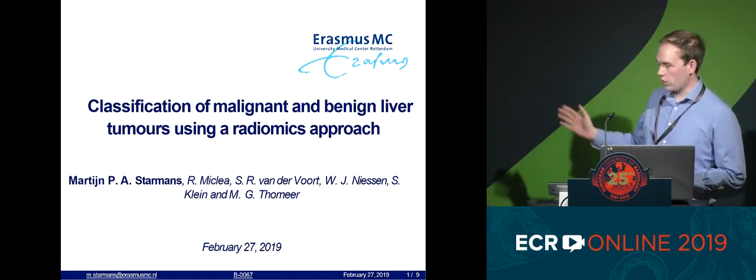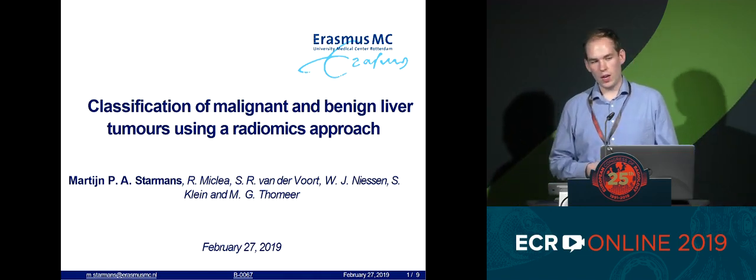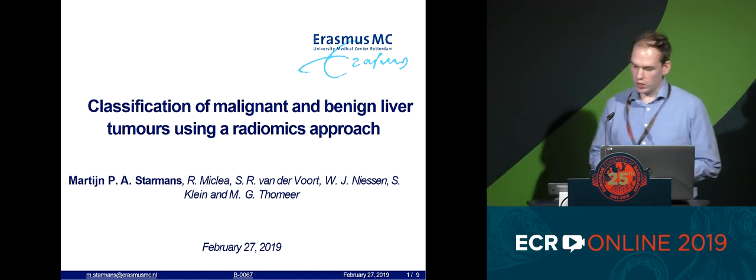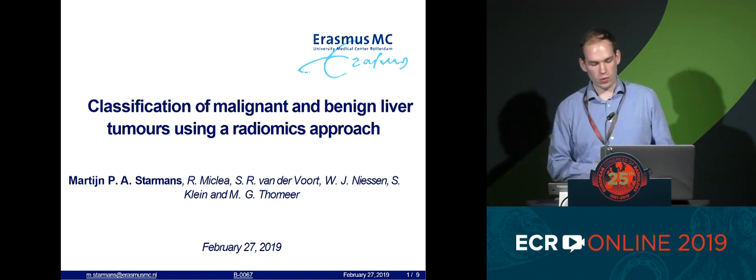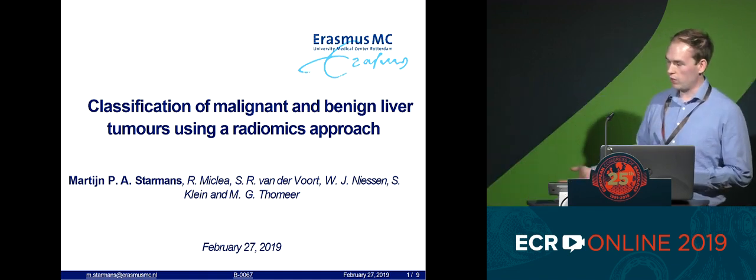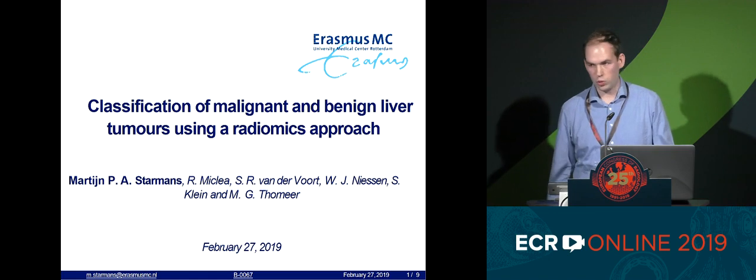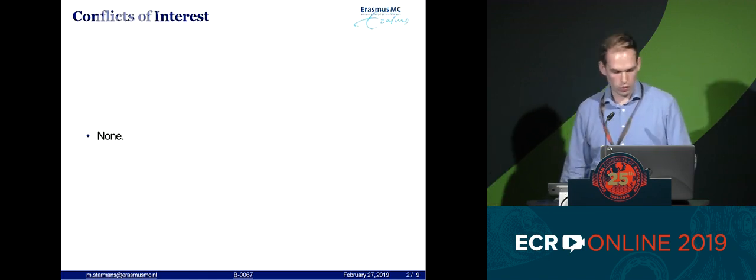I'm Martijn Starmans, a PhD student at Rotterdam, the Netherlands. I'm no radiologist, so please forgive me if I use a bit of odd terms at some points. I will tell you a little bit about our work on classification of malignant and benign liver tumors using the radiomics approach. I have no conflicts of interest.